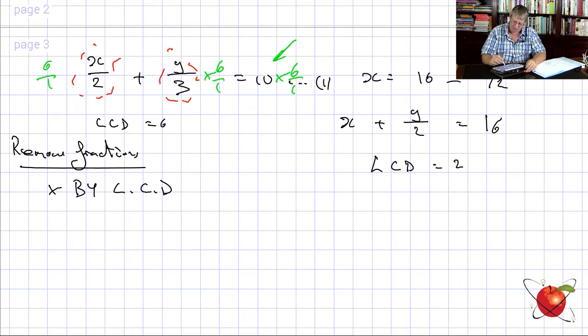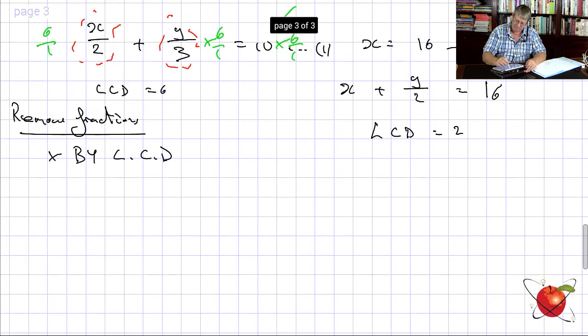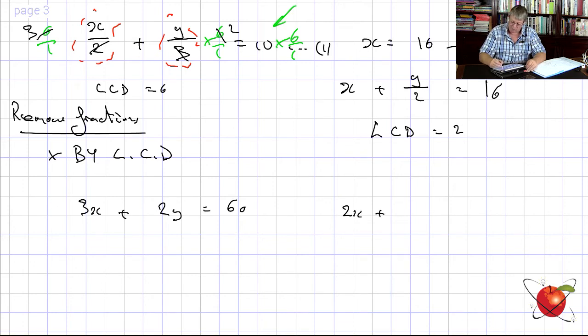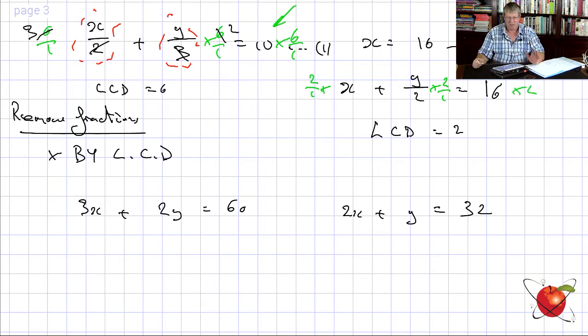Okay? So what do I do? I go forward like this. Okay. I can now say that cancels there and gives me a 3. So it becomes 3x plus, that becomes a 2, 2y is equal to 60. And over here, 2x plus y, multiplied by 2, is equal to 32. All right? Remember this step. 2 times 2 times 2. It's the safest way to do these. I promise you it is.